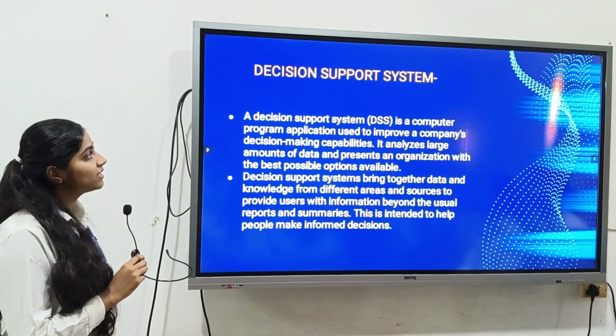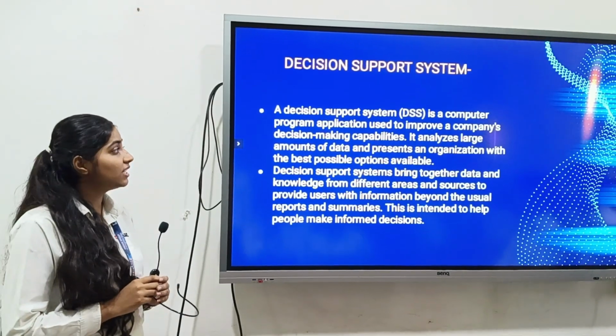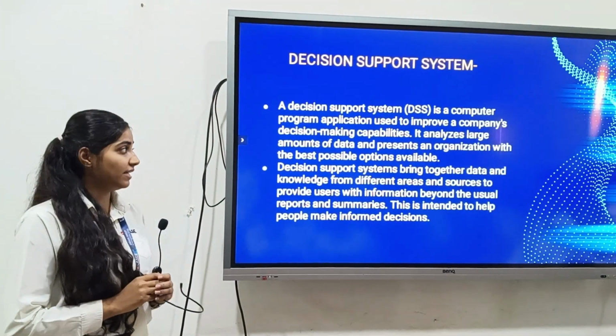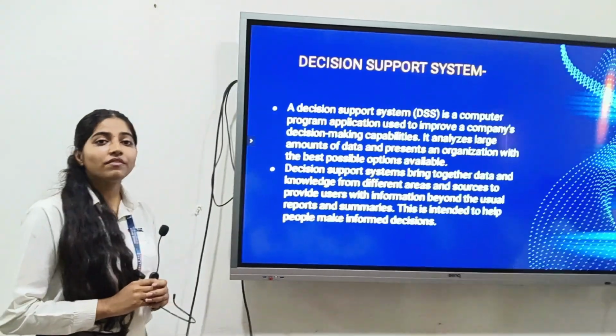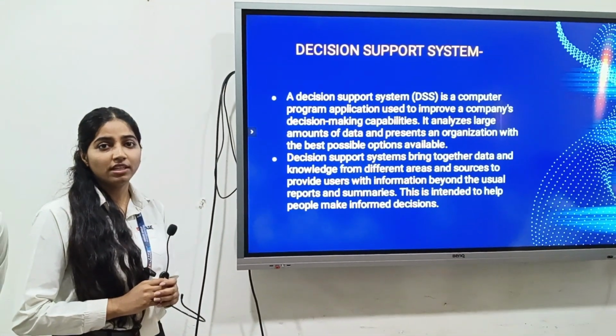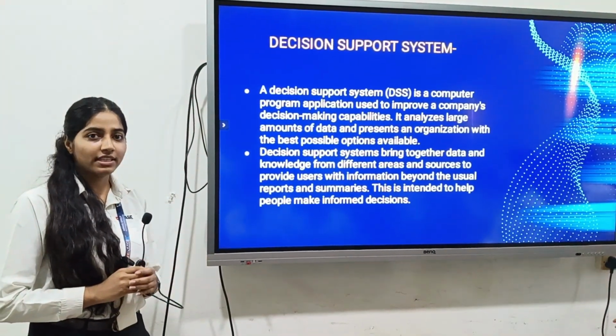So what actually is a decision support system? A decision support system is a computer-based application that is used to improve a company's decision-making capabilities and abilities. It analyzes large amounts of data and presents the organization with the best possible options available. It also synthesizes and operates on the data and presents it to the viewer and the company.